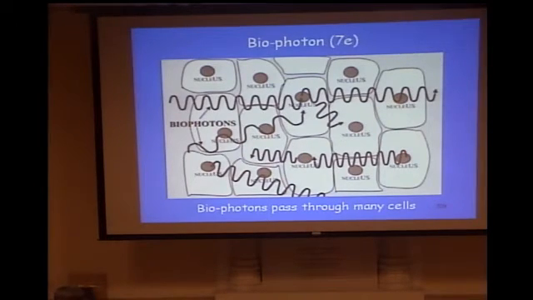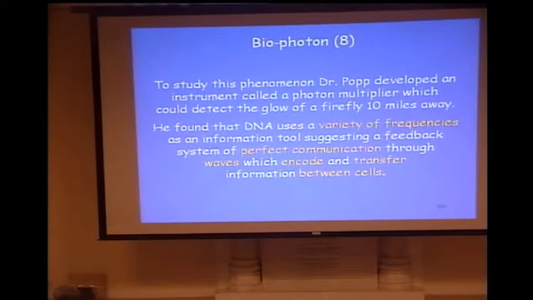So, the biophotons pass through many cells, and they act like a laser and maintain the hologram of energy. This hologram serves as a pattern or template for the growth of organs and tissue. The study of this phenomenon developed an instrument called a photomultiplier, which could detect the glow of a firefly 10 miles away. He found that DNA uses a variety of frequencies as an informational tool, suggesting a feedback system of perfect communication through waves, encoding and transferring information from the cell.